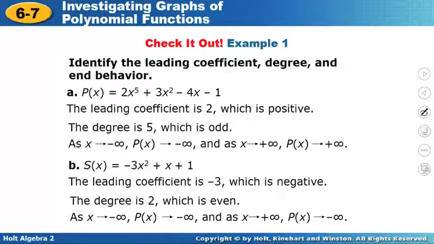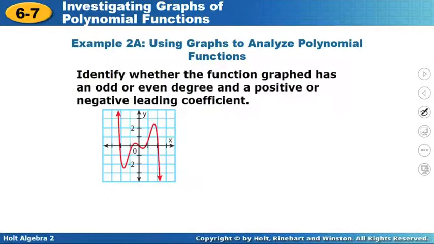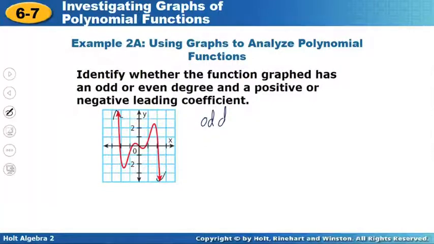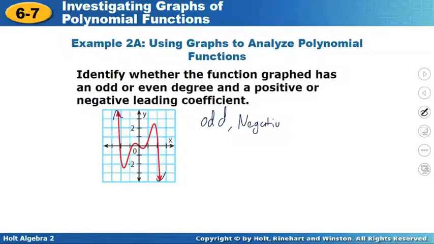Okay, but I'm going to move on to the graphs. This should be a little bit easier since the graphs are already there, right? Identify whether the function graphed has an odd or even degree, positive or negative, and write its end behaviors. So this graph, it's odd. We know that because one side's going up, the other side's going down. And it's also negative because the left side is going up and the right side is going down. That helps us if we want to go back to that table, but we can still read it by looking at the graph.